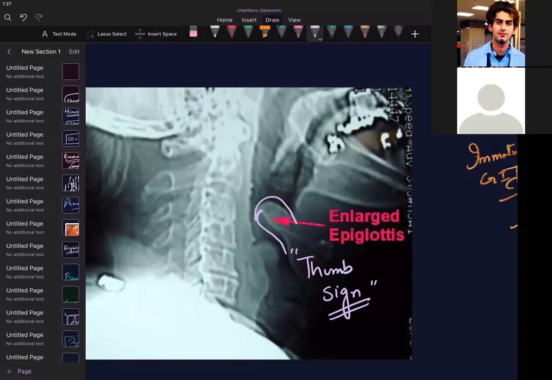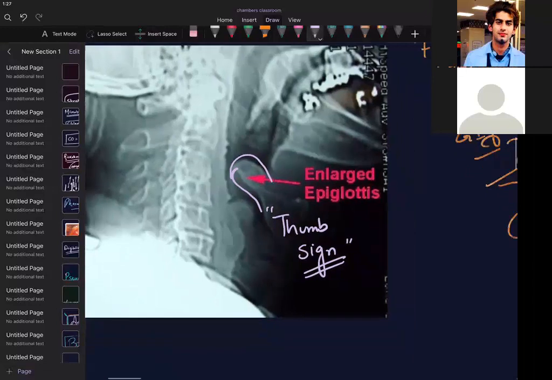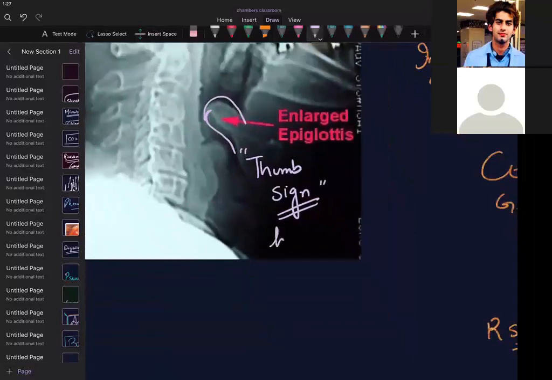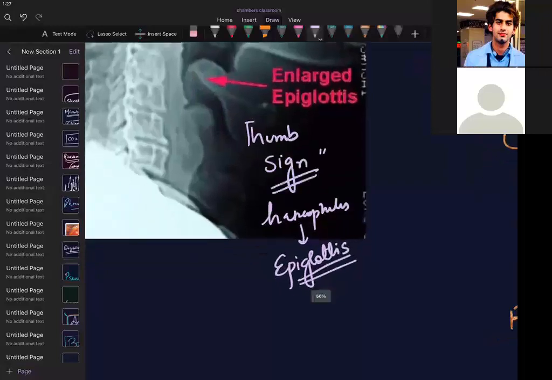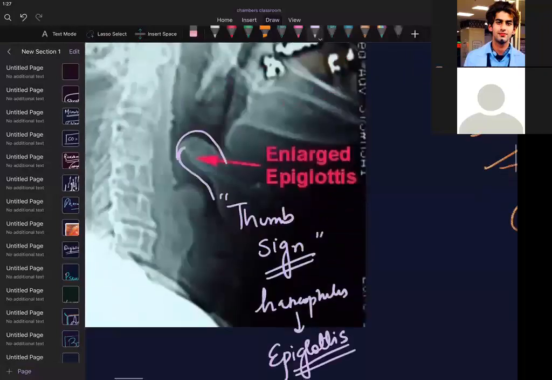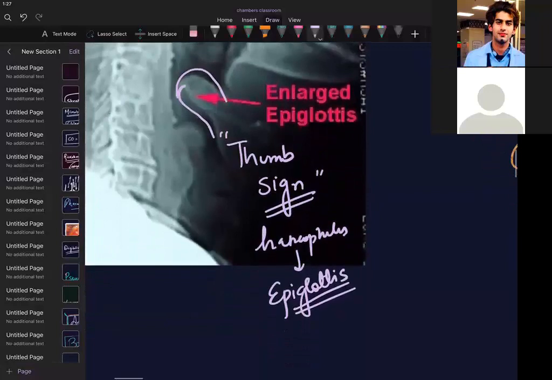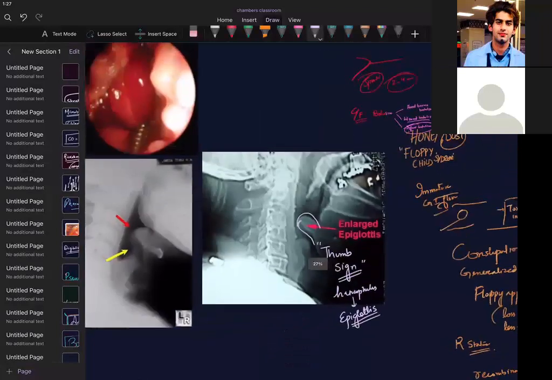So this is called a thumb sign. It is seen in Haemophilus infection. Haemophilus causes epiglottitis. I hope I taught you yesterday epiglottitis in the Haemophilus video, so you should check that video. This is a lateral neck X-ray.